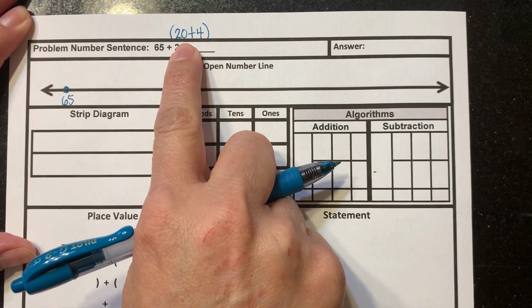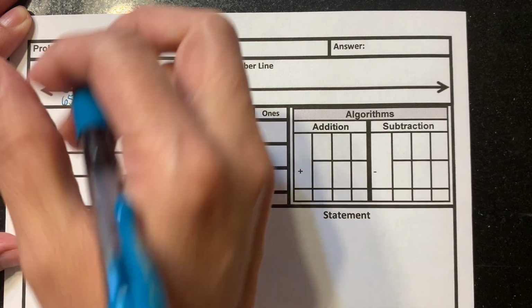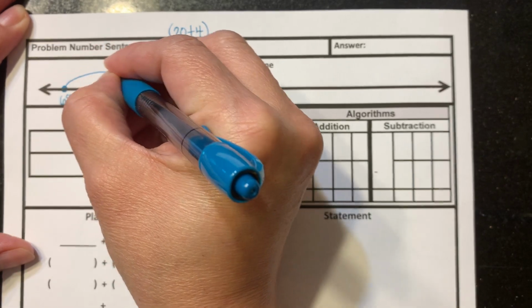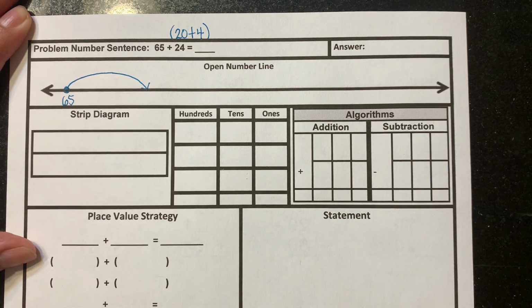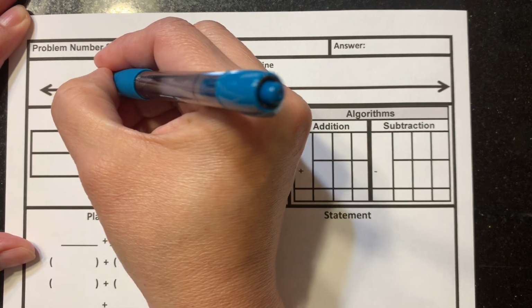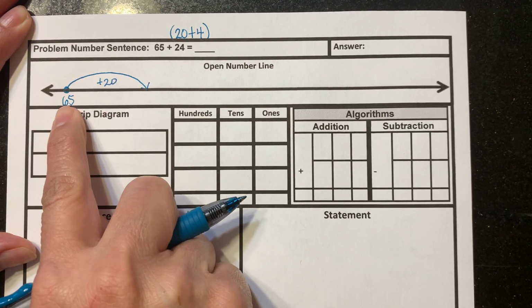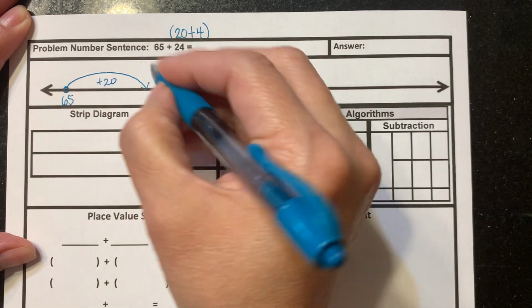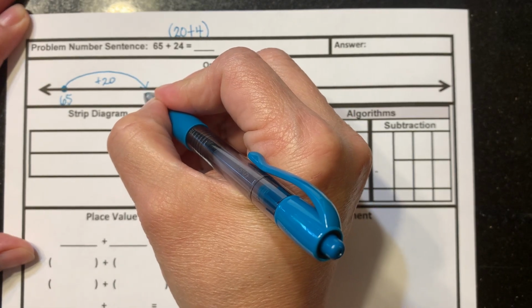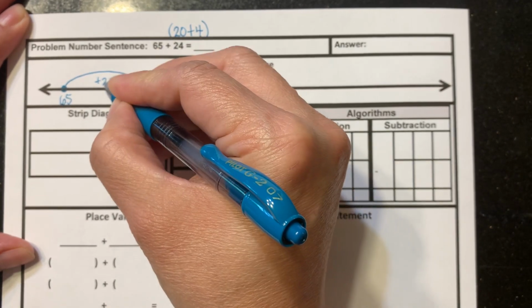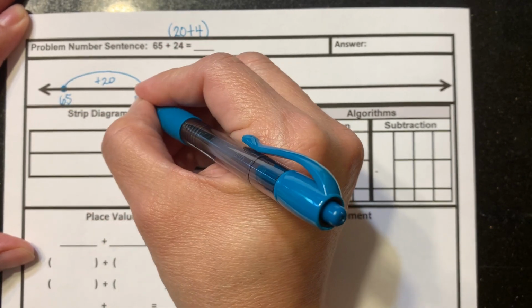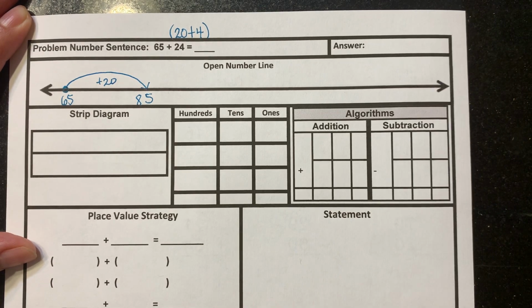The next thing I'm going to do is add 20 to it. So I'm going to do a leap, and remember, I'm moving forward on the number line because I'm adding. And then I'm going to add 20. 65 plus 20 is going to give me 85, because 0 plus 5 is 5, and 2 plus 6 is 8. That's the number 85.